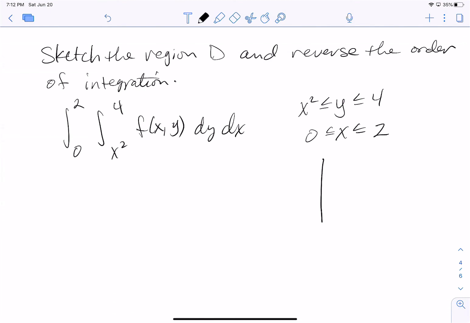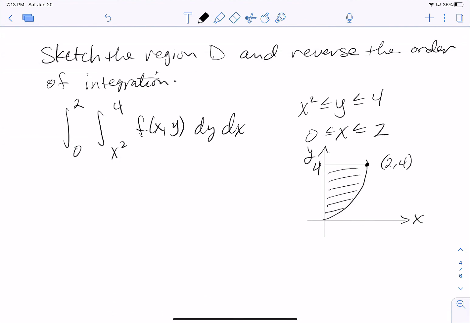I'm going to turn that into a graph in the xy plane. Here we have an arc of the parabola y equals x squared. We're bounded above by y equals 4. And since y goes from x squared to 4, we're talking about the region along the y-axis there. And x, of course, goes from 0 to 2. Well, this curve, given as y is a function of x, is y equals x squared. But if we need to reverse the order of integration, we need to express this as a function of y. And so x is equal to the square root of y.